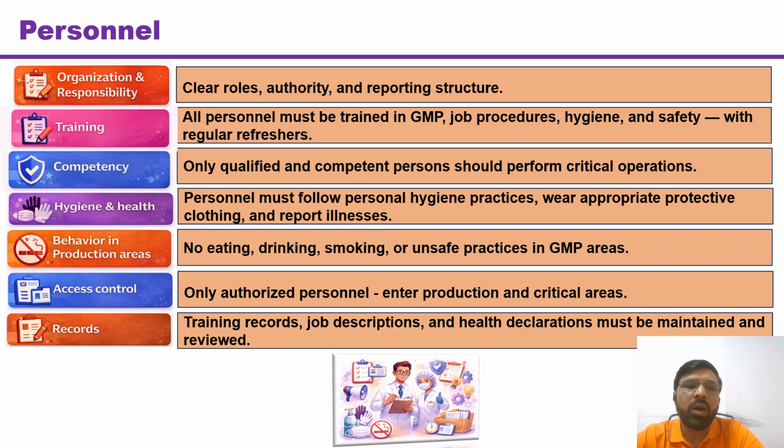Now we'll see the personnel. First of all, we'll see the organization and responsibility. It is clear role, authority, and reporting structure. Means every person in the organization should have a proper job description, and it should be linked with the organogram, so that the reporting structure will be very clear. Next one is training. All persons must be trained in GMP, job procedures, hygiene, and safety, with regular refreshers.